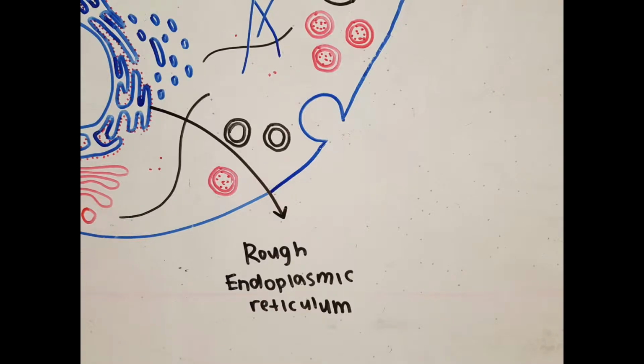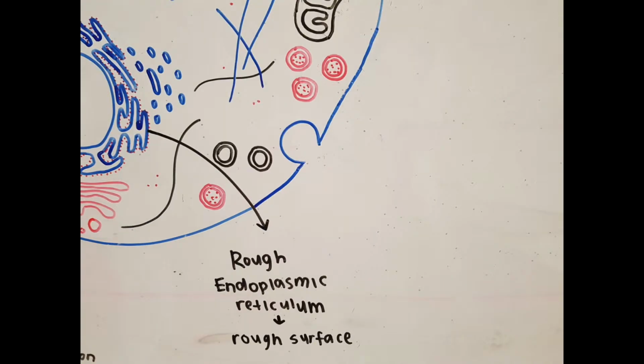The rough endoplasmic reticulum is attached to a cytosolic surface and has a rough appearance. It is involved in protein processing and serves as molecular chaperones to ensure proper protein folding. It is extensively found in the pancreas and salivary glands.